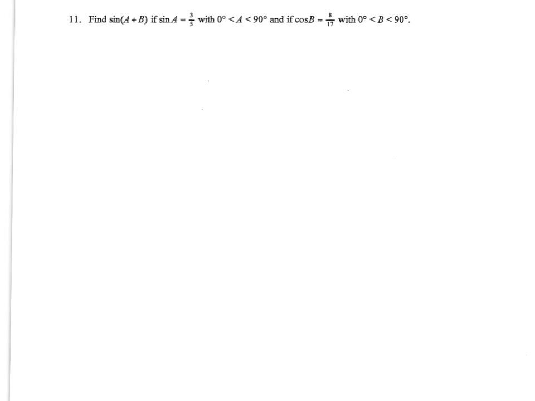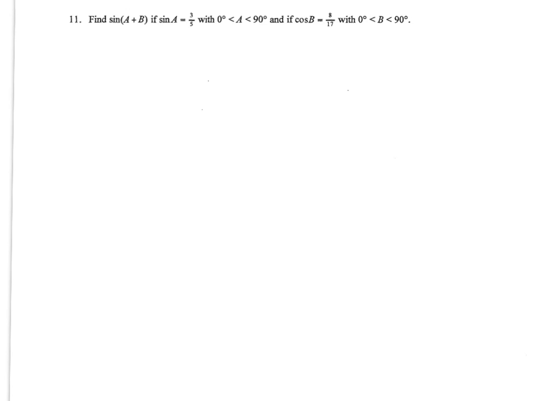Number 11, we want to find the sine of A plus B. We know that the sine of angle A is equal to 3 over 5, with A being between 0 and 90 degrees. And we know that the cosine of B is equal to 8 over 17, with B also being between 0 and 90 degrees. So what I'm first going to do is create a triangle for angle A and then a triangle for angle B.